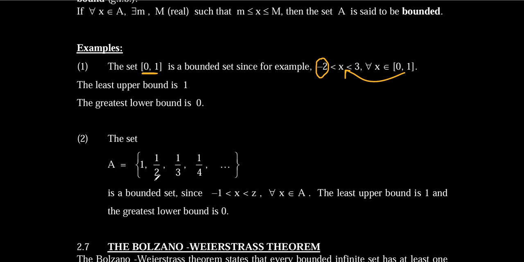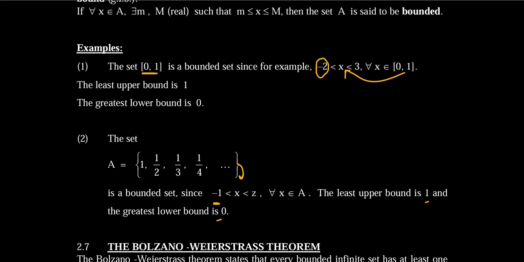It's bounded because you realize that no element of this set will be lower than -1, right? So the set is bounded below. And so you can say the least upper bound is 1 and the greatest lower bound is 0.